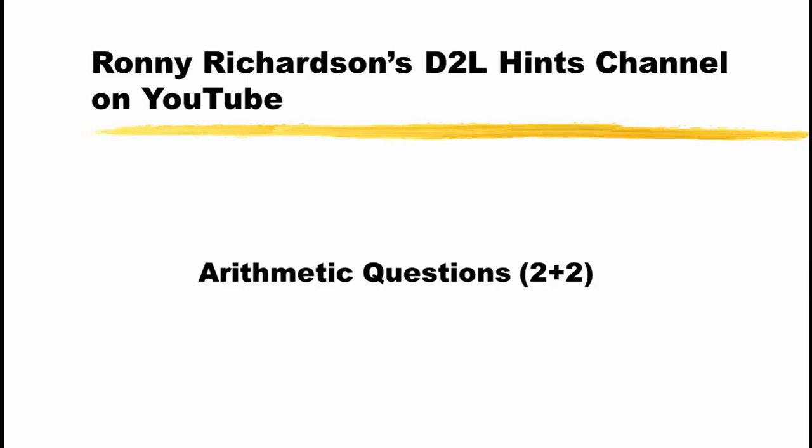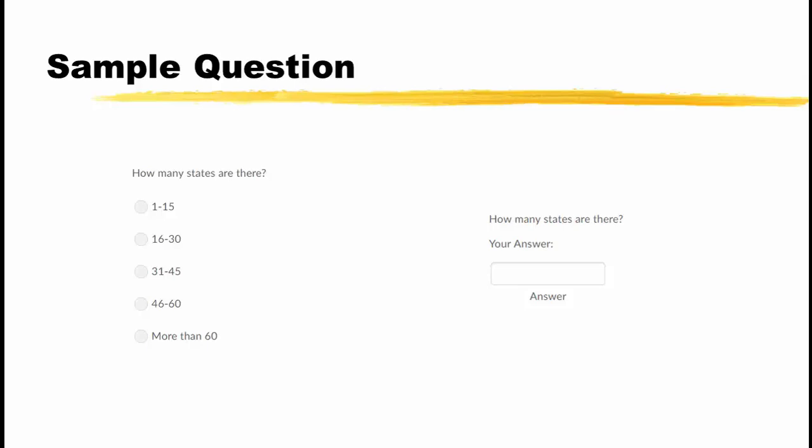If you're writing test questions with numeric answers, which type of question do you prefer? The multiple choice question on the left or the question with the answer box on the right? Before you answer, know that both of them are automatically graded by D2L. Most likely, you selected the question on the right. That's a 2 plus 2 question.